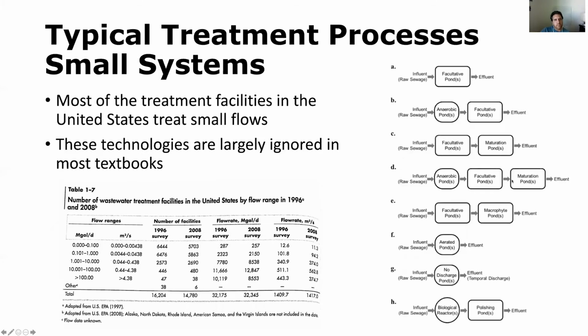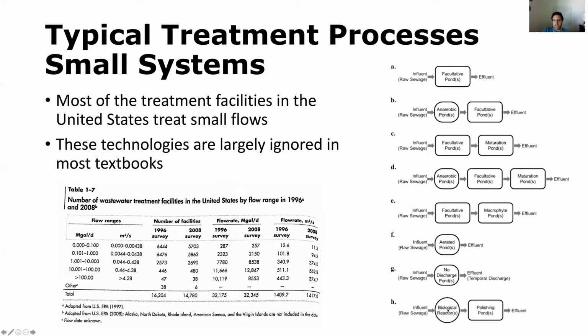All right, in small systems, different technologies are used. So again, activated sludge is very commonly seen in large cities in the US, but smaller towns and smaller cities throughout the world, including the US, utilize different technologies like some of the ones that you see here. Stabilization ponds, which include different types of ponds like anaerobic ponds, facultative ponds, maturation ponds.